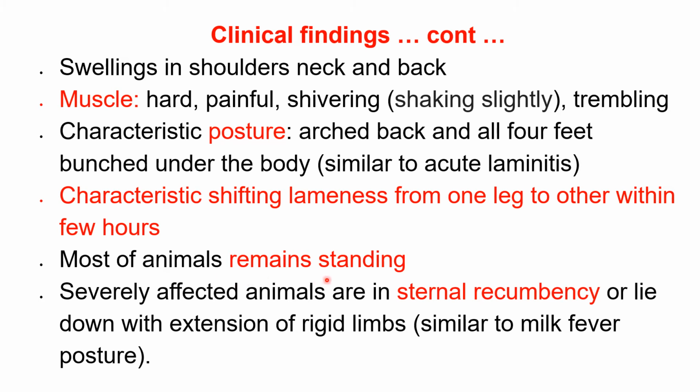Most of the animals remain standing because they find difficulty in sitting because of the stiffness of the muscles. But severely affected animals are in sternal recumbency, or in very severe cases, they lie down with extension of rigid limbs. They keep the legs extended because of stiffness. And this posture is similar to that of milk fever posture. Again, it requires differential diagnosis.